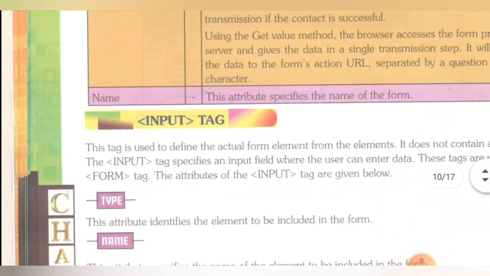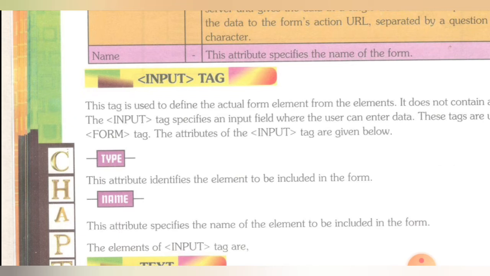The tag used in this form is the input tag. The input tag is used to specify the actual form element. So what elements are present in the form? Text box, list box, label, and drop down list, elements like that are present. How can we specify these elements? By using the input tag. These tags are inside the form tag. The attributes of the input tag are given.